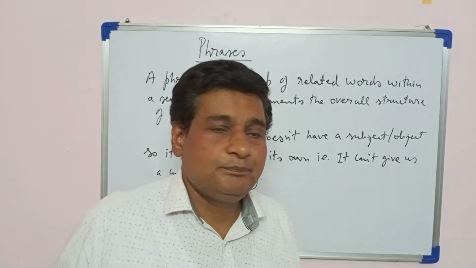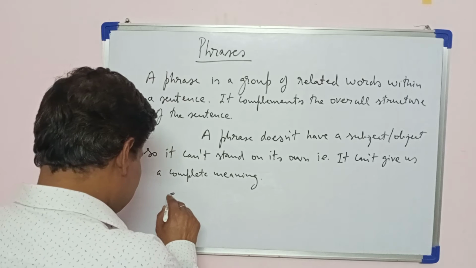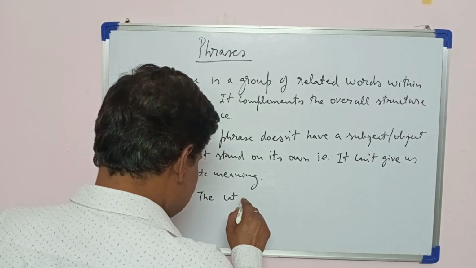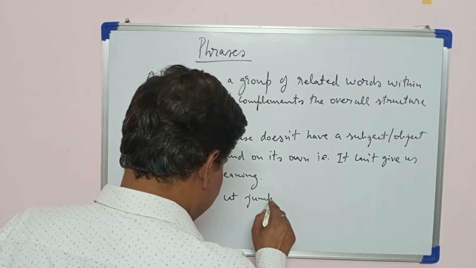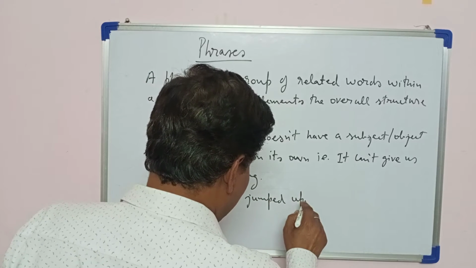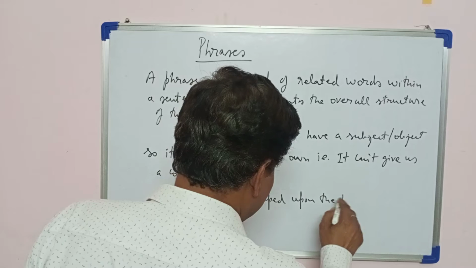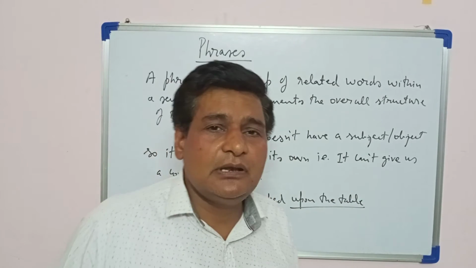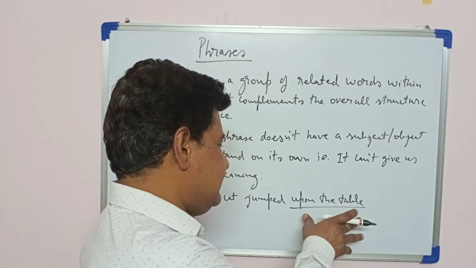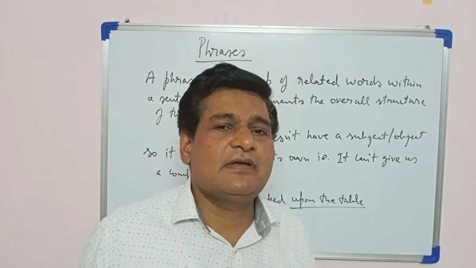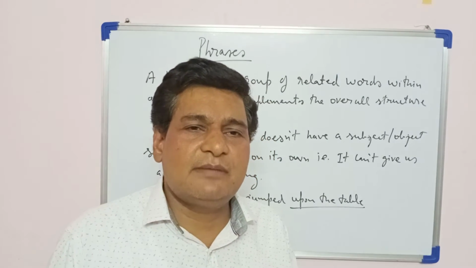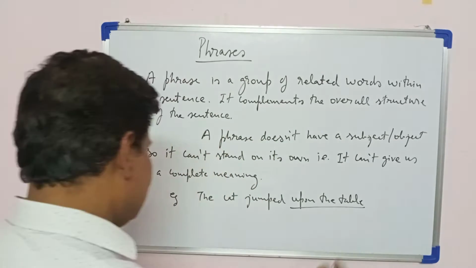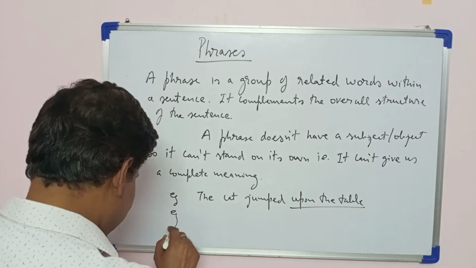For example, the cat jumped upon the table. The cat jumped upon the table. Here this underlined part, upon the table, gives some sense. It has some sense but it doesn't have full sense. Okay, so this is an example of a phrase.